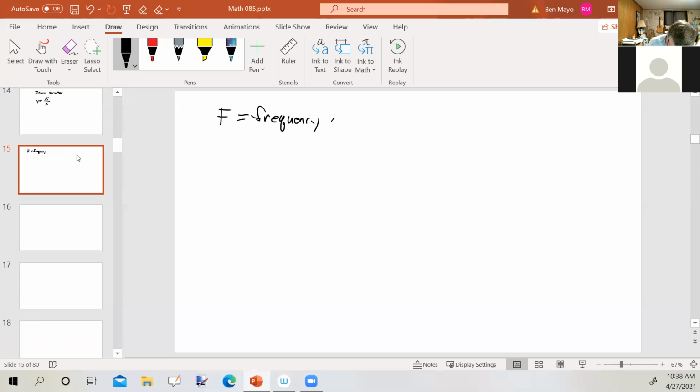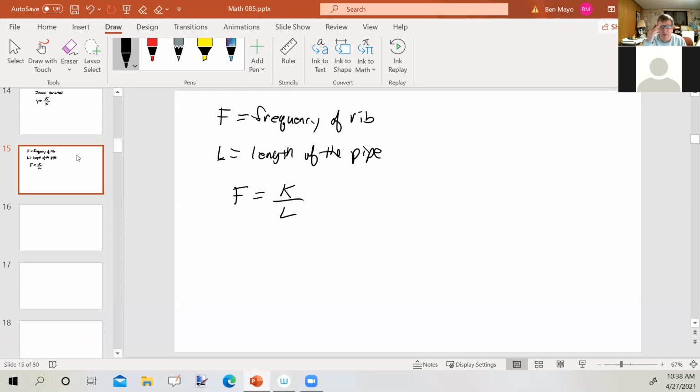Frequency of vibration, we're going to call F, and L is going to be the length of the pipe. It says the frequency of vibration varies inversely to the length of the pipe. So the frequency varies inversely to the length of the pipe. Again, K, the variation constant, is not mentioned, but it's in the formula.